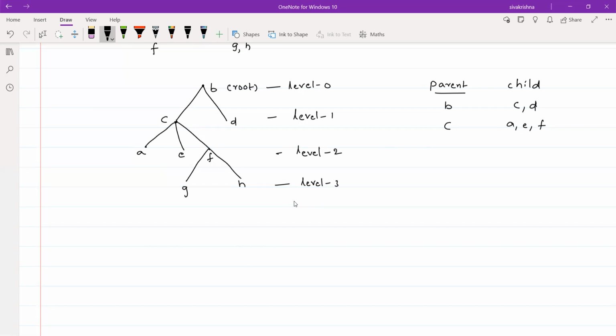Next, coming to D, we do not have any children. It means we do not have any edges incident on that particular vertex D other than B. So we need not represent that particular vertex D. Next, coming to the vertex A.